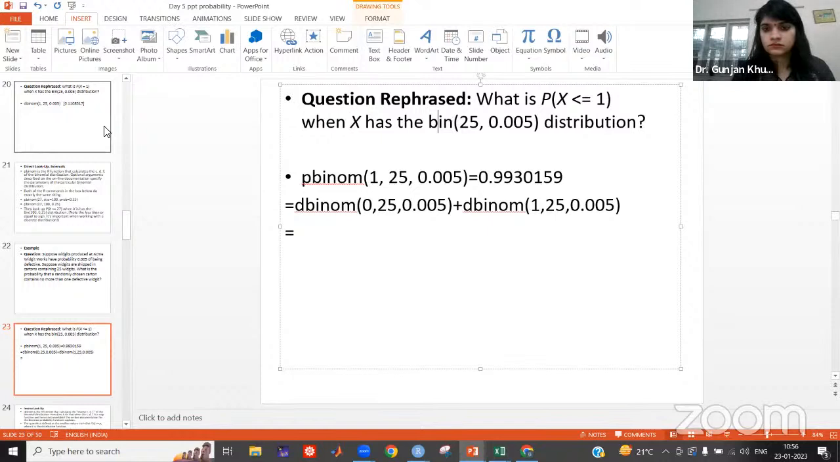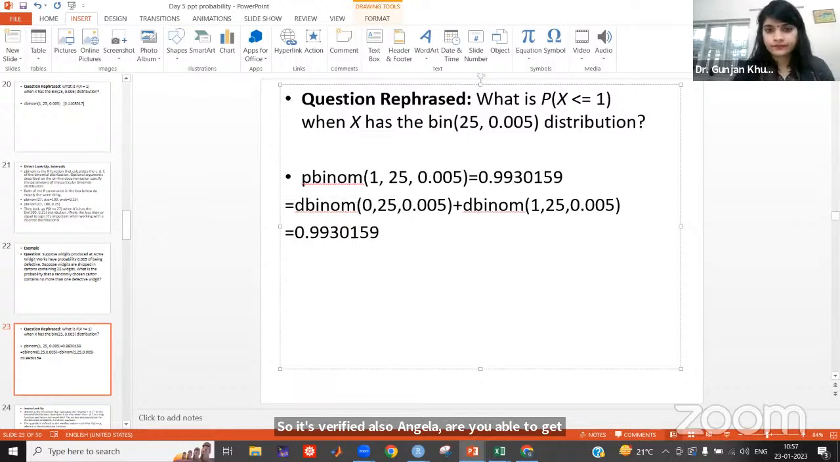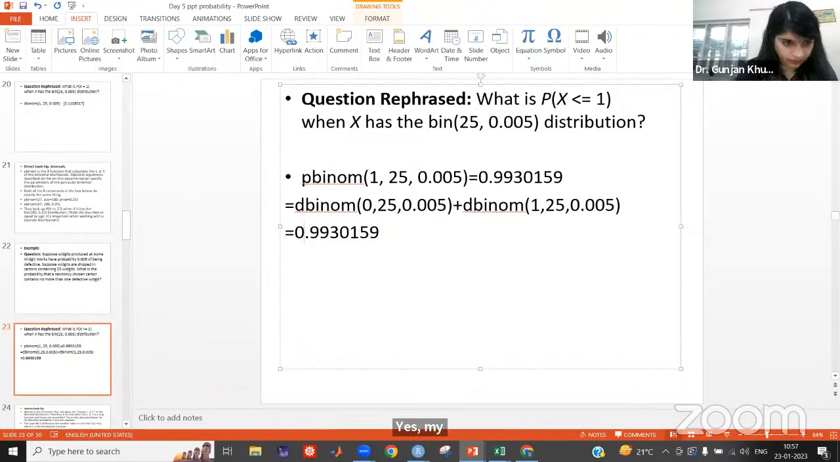is getting the same answer. Okay, so it's verified. It's verified also, that the use of the D function and P function, right? So it's verified also. Anjali, are you able to get this verification also done? Yes, ma'am. Okay, fine, fine.